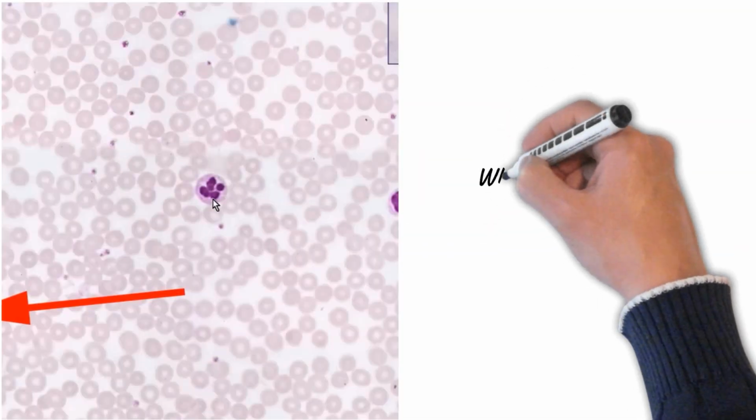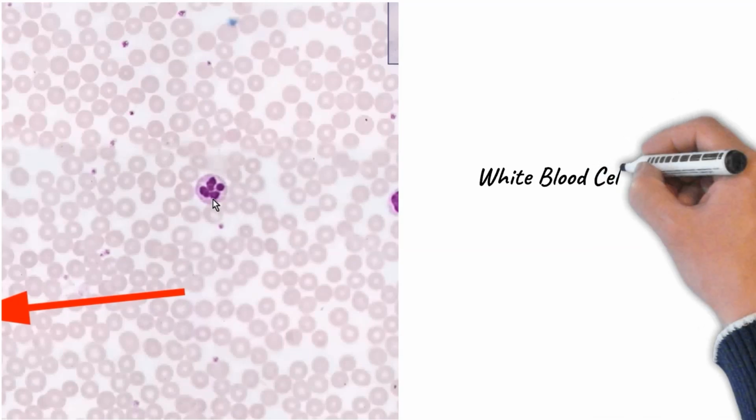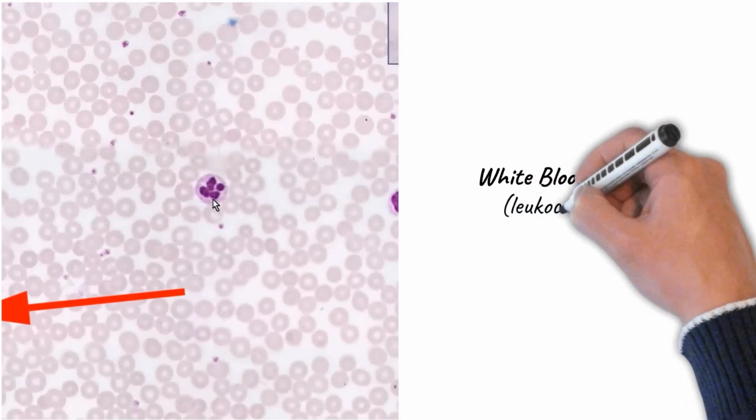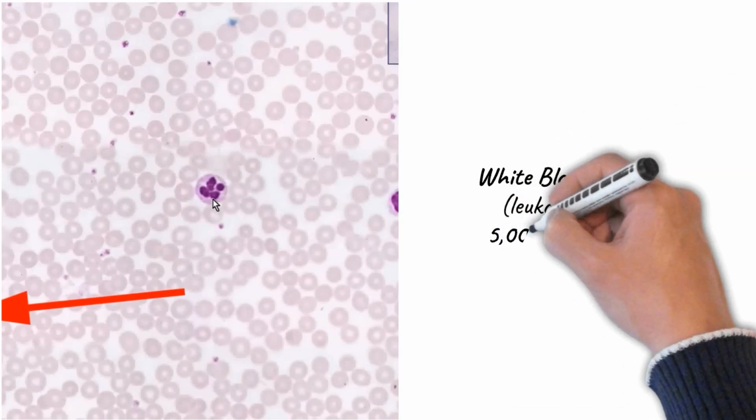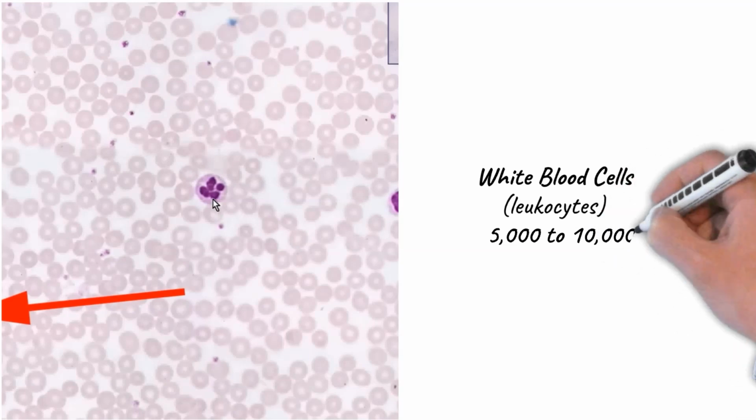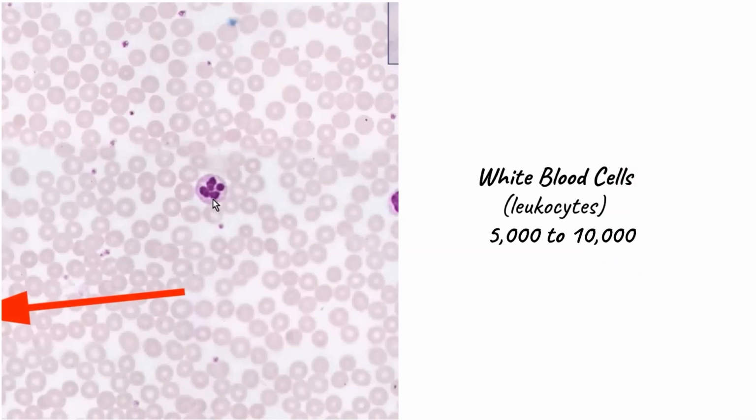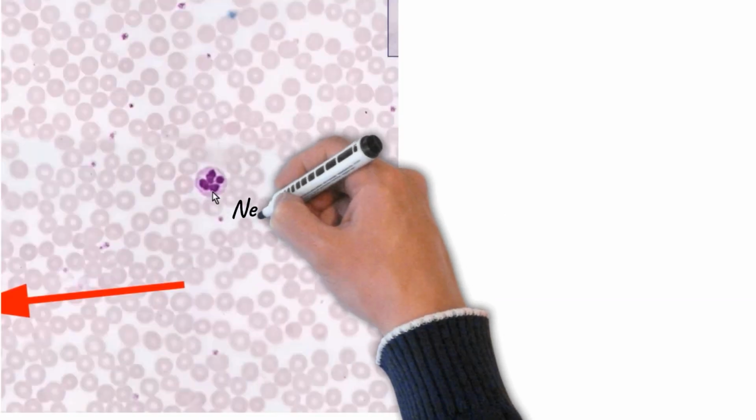White blood cells, or leukocytes, are much less common than red blood cells. Typically, there are only about 5,000 to 10,000 white blood cells per cubic millimeter of blood. Several different types of white blood cells can be identified in a blood smear. The most common white blood cell is the neutrophil.